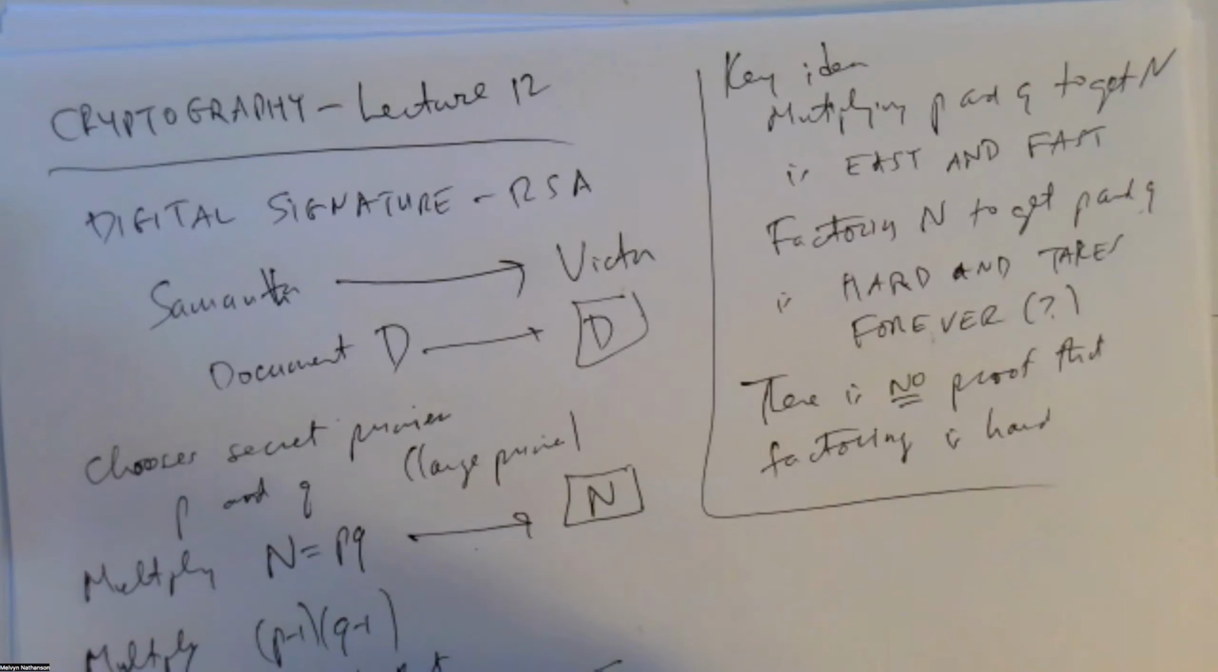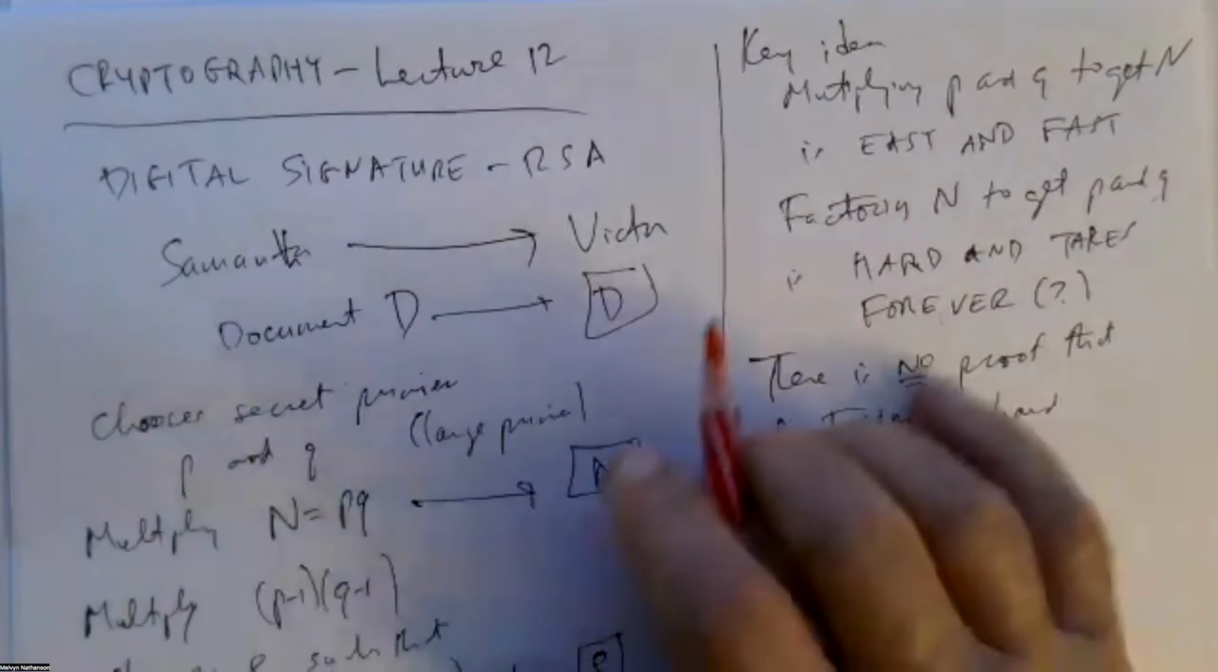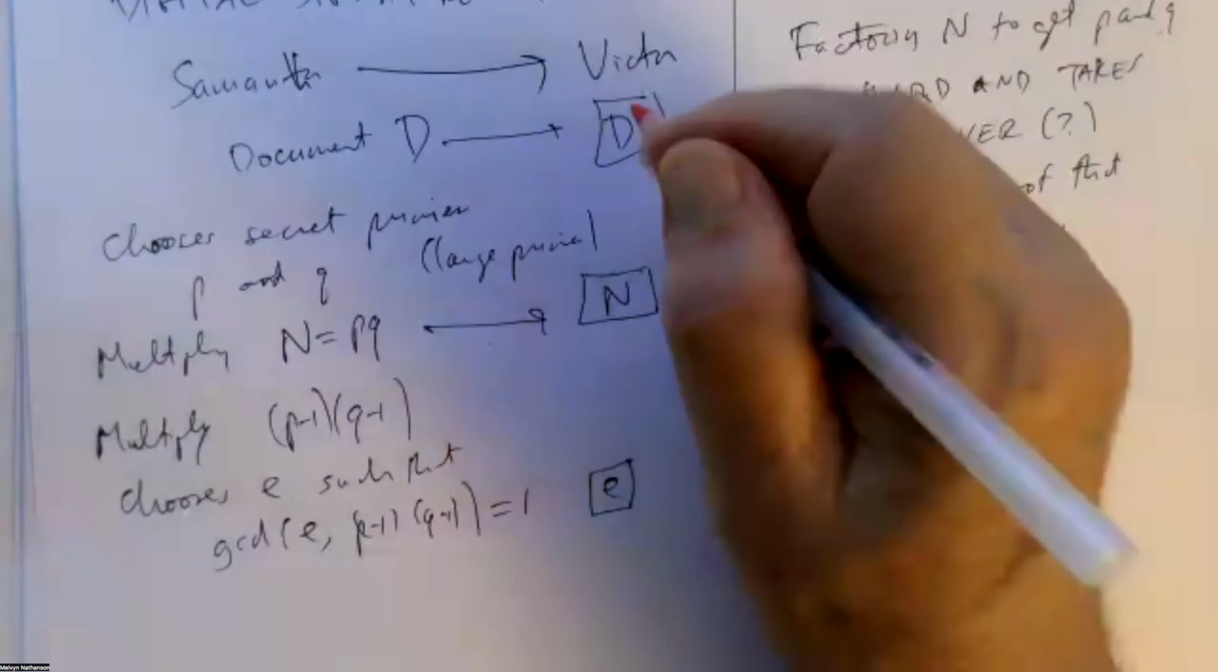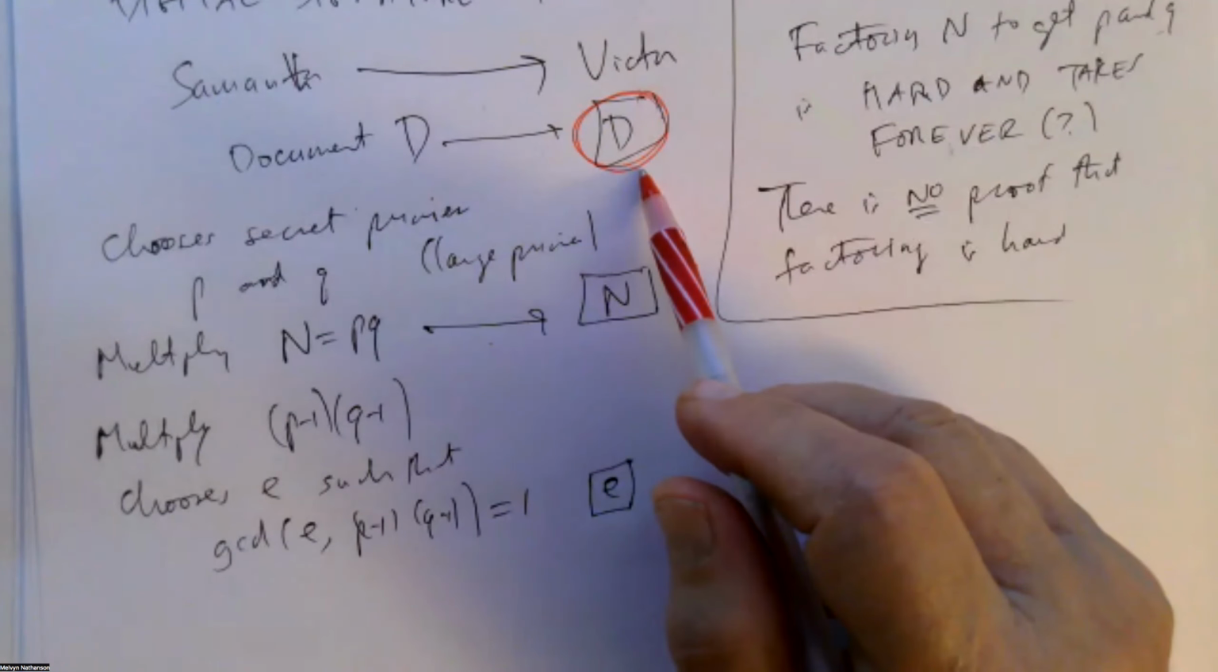So e is this number that Samantha calculates, and she publishes it. So what is in the public domain? What does Victor know? Victor and everyone else knows the document D. He only needs to verify its authenticity.